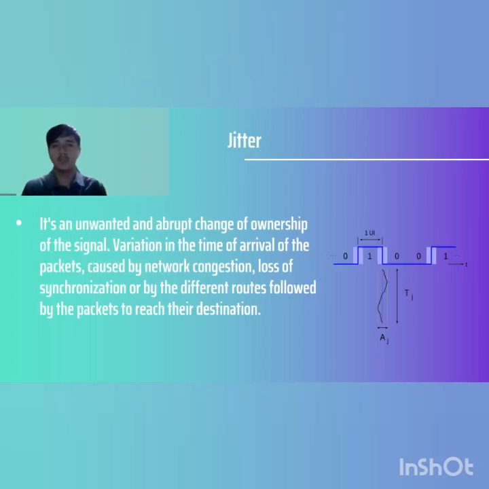The next parameter is the jitter. It's an unwanted and abrupt change of the signal. It is a variation in the time of arrival of the packets caused by network congestion, loss of synchronization, or the different routes followed by the packets to reach their destination.